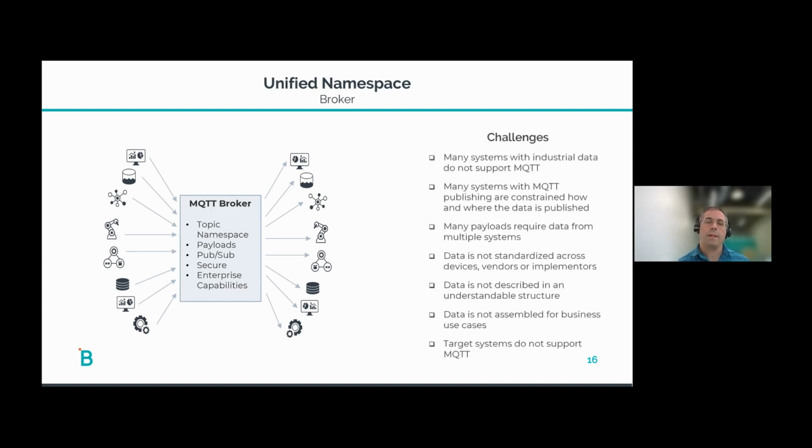Now, when we applied this to an industrial environment or a manufacturing company, we found that there were some challenges implementing this. Number one, a lot of our systems are still not using MQTT. So we need some way to be able to get data out of systems that don't support MQTT and get that data into the system.